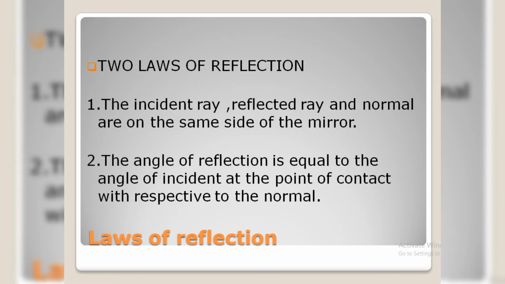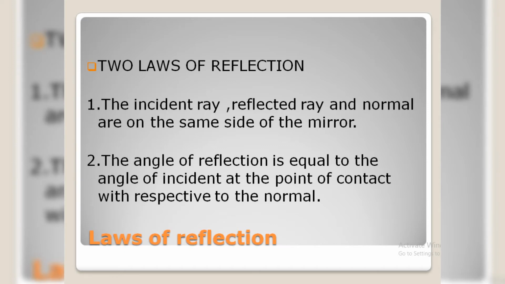What are the laws of reflection, sir? There are two laws of reflection. The incident ray, reflected ray, and normal are on the same side of the mirror; this is the first law of reflection. And the second law of reflection: the angle of reflection is equal to the angle of incidence at the point of contact with respect to normal.